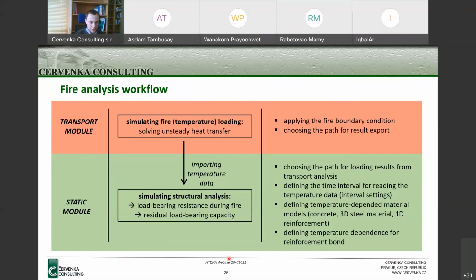either the resistance of the structure during the fire or the residual load-bearing capacity after the fire. In the static module, we need to be careful to load the data from the previously conducted transport analysis. Also, we need to define the temperature-dependent material behavior and also the temperature-dependent bond behavior.